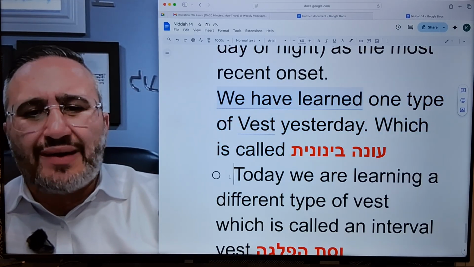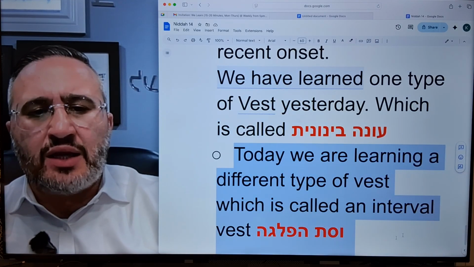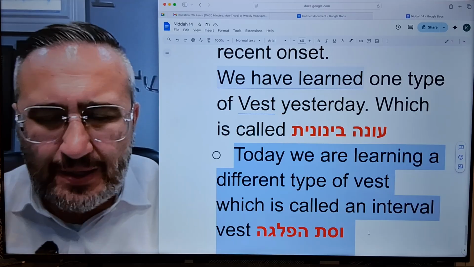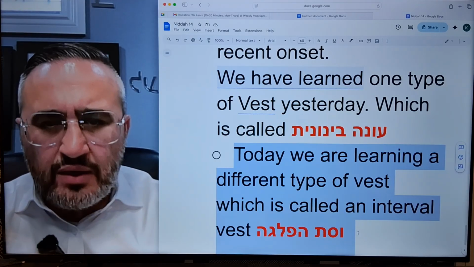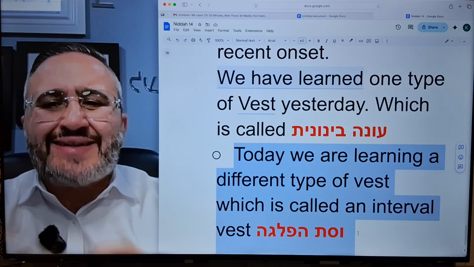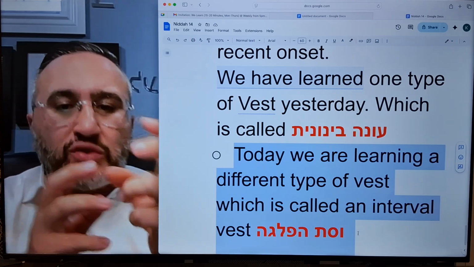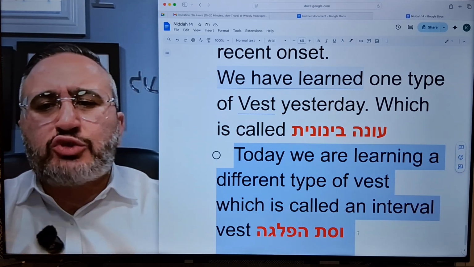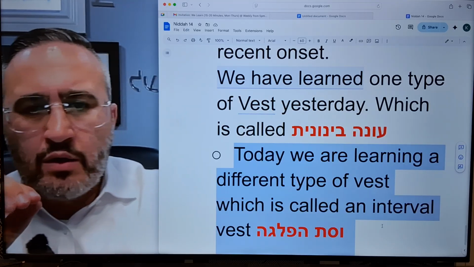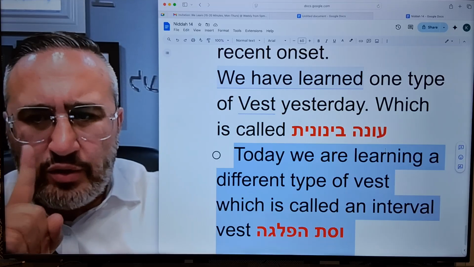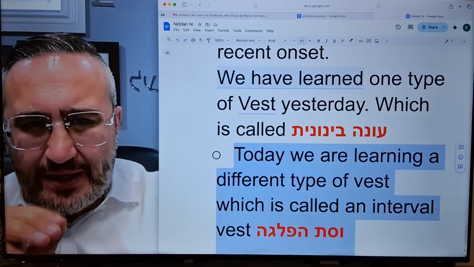Today we are learning a different type of veset, which is called an interval veset, and in Hebrew is called veset haflaga. As we continue, there are also going to be other types of veset, meaning periods that she's anticipating to get her blood flow. At those times, a husband and wife need to stay away from each other. They cannot have relations. So as of now, we've learned ona benunit, the first veset he has to stay away from. Today we're going to learn veset haflaga.